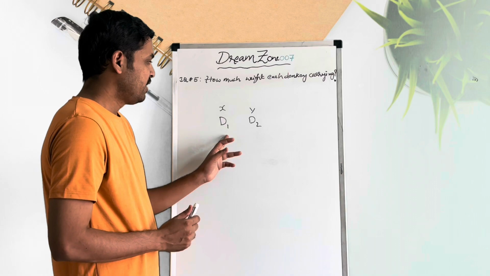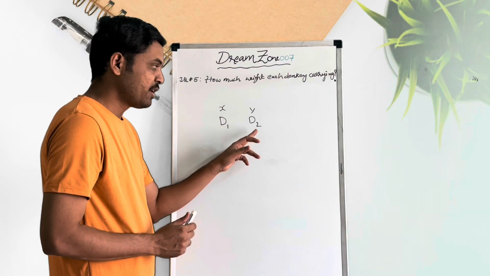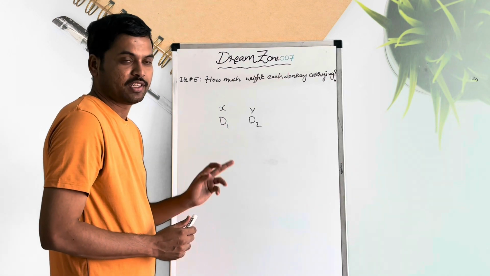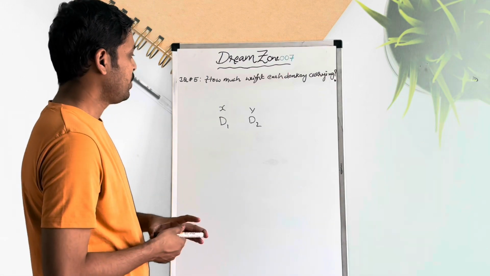So the rule is, if you take 1 kilo from D1 to D2, then D2's weight will become double D1's, and if you take 1 kilo from D2 to D1, then both will have the same weight. That is the rule. Hope you understand the question.